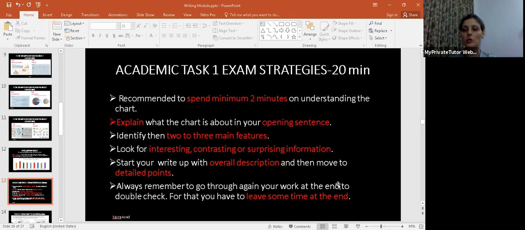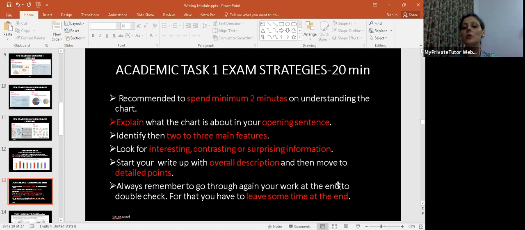Explain what you're going to explain, what the chart is saying. Then identify 2 or 3 features of that visual. What exact things is it explaining? Look for interesting, contrasting, or surprising information. What is striking you the most in that? What is the exact information they are giving you? Then afterward you're going to start describing all the information. Then get into the details.